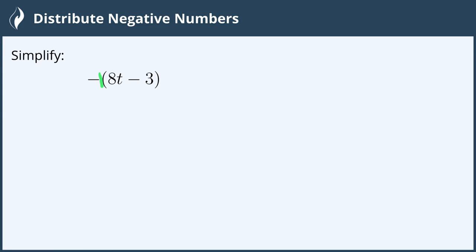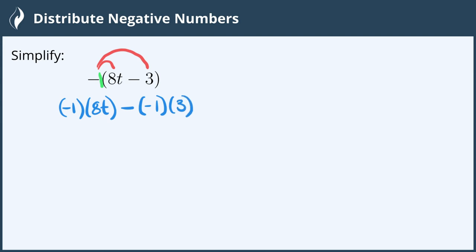The first way, we'll multiply negative 1 times 8t, and using the distributive property, make sure that we go to both terms inside. So we have negative 1 times 8t, don't forget the subtraction sign, and then again negative 1 times 3. Now we can simplify.